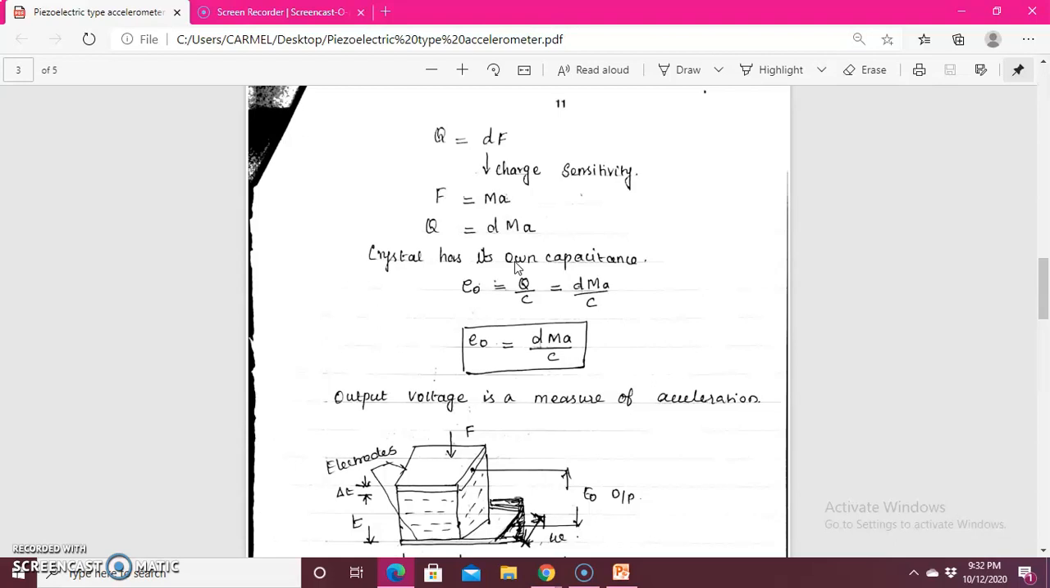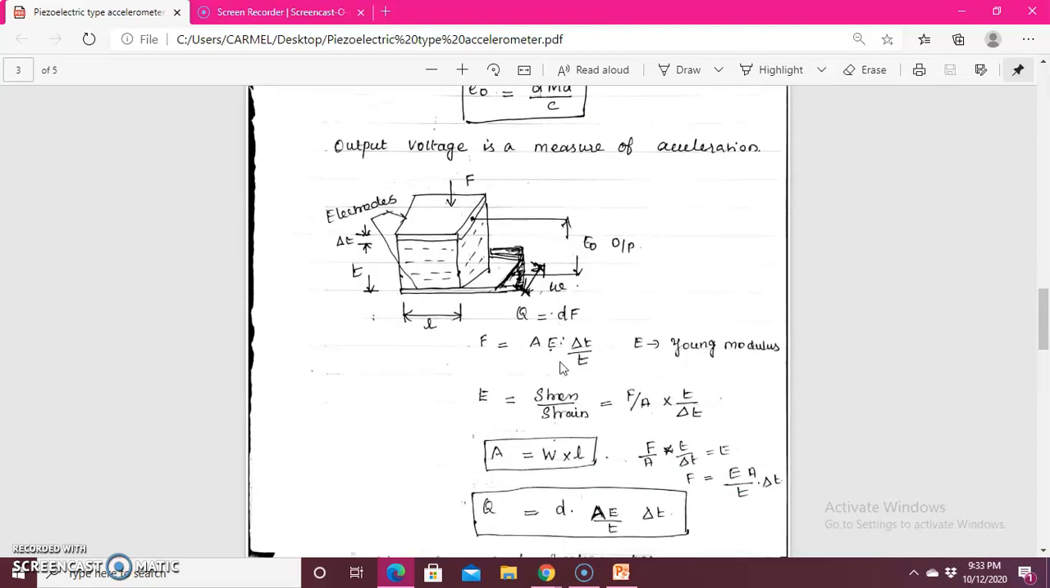When you replace this term with your previous line, you will have E0 equal to Q, and I am going to replace Q with D into MA. So you will have E0 equal to DMA divided by C. So I am getting the output in terms of acceleration as well as capacitance. So the output voltage is a measure of acceleration. That is what we got.